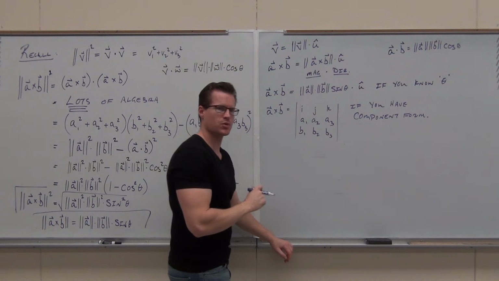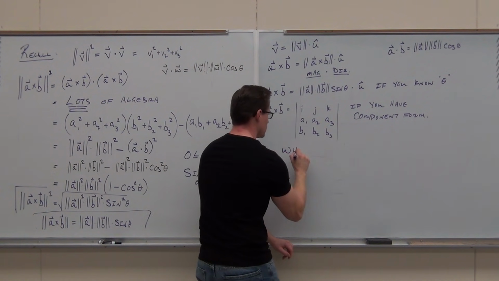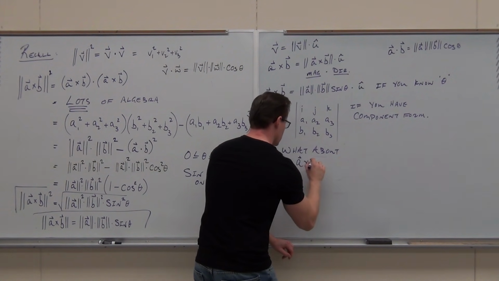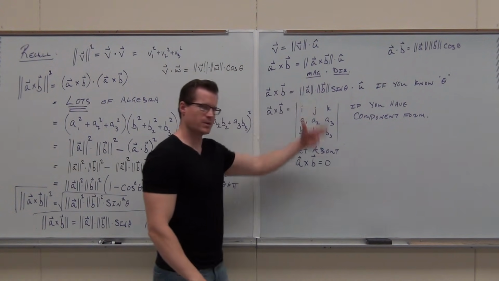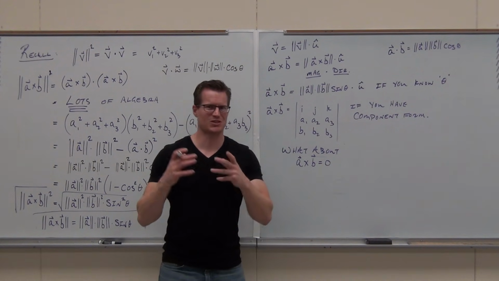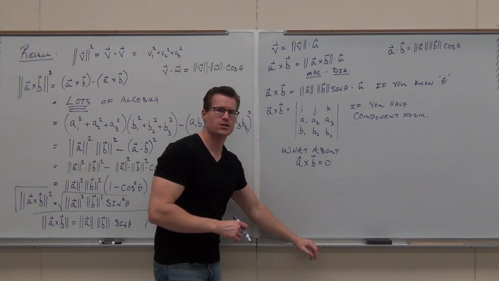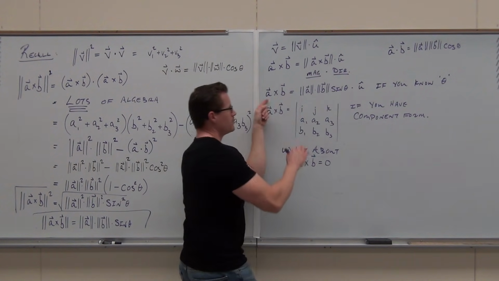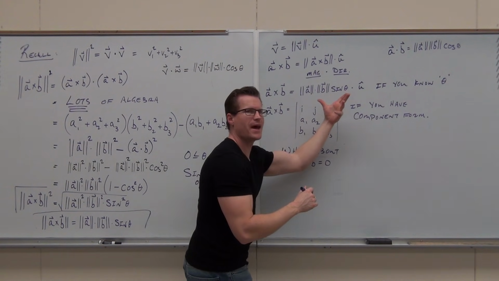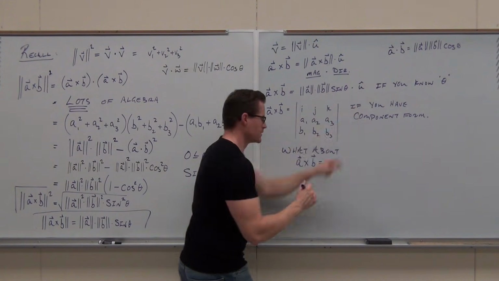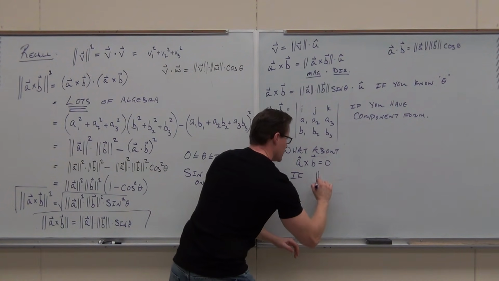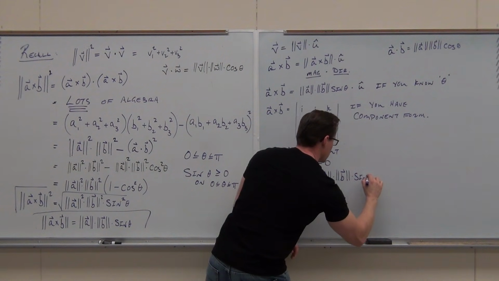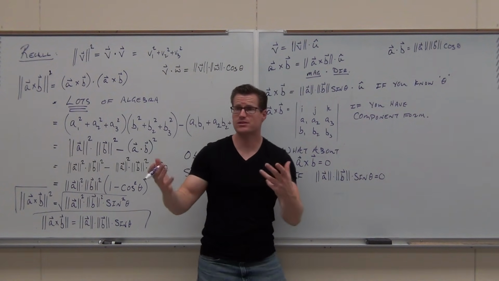What happens if the cross product is 0? The whole reason why we did this was so I can prove this little piece right here, but it's pretty neat. It's pretty cool. If the cross product is 0, this is the cross product. The only way that happens with a non-zero vector is if that's 0. That's the only way it happens.